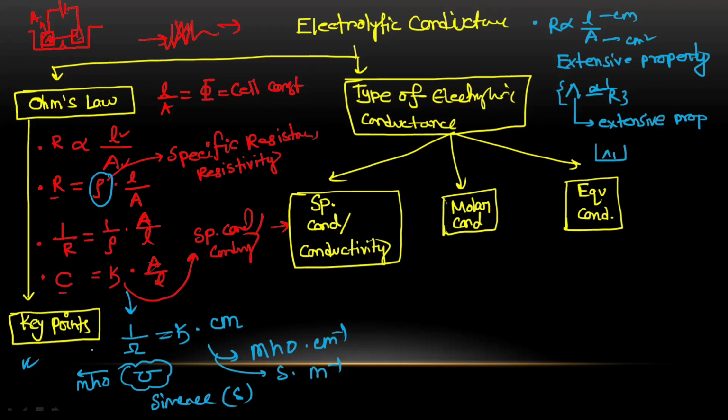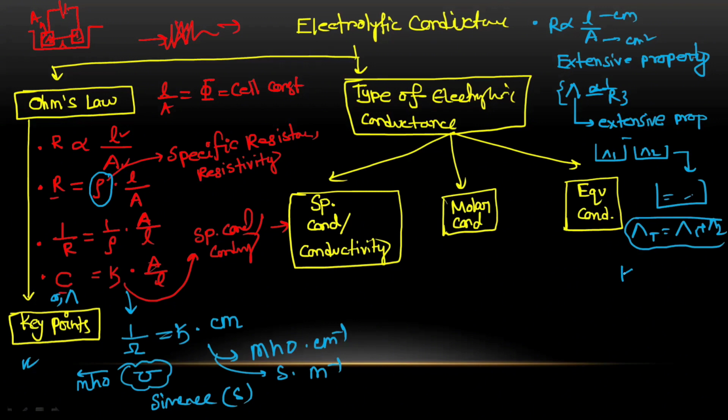Now what is lambda actually? In this section, C is sometimes written as lambda. Suppose it is lambda 1 in this solution, and suppose in this solution it is lambda 2. Now if we mix those solutions, then extensive property means additive property. Then lambda total will be just the addition, lambda 1 plus lambda 2. Whenever any property is an extensive property, then we can add that. Okay, extensive means additive.